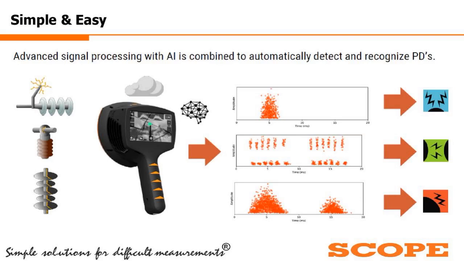Advanced signal processing with AI is combined automatically to give what type of discharge is happening, whether it is a corona, or a surface tracking, or treeing, what type of PD it is, with different signals, as you can see over here. Based on that, you will be able to understand. So the cloud-based AI engine will give you what type of PD it is, whether it is a corona, or between two surfaces, or surface tracking, what kind of PD it is, it will be shown.